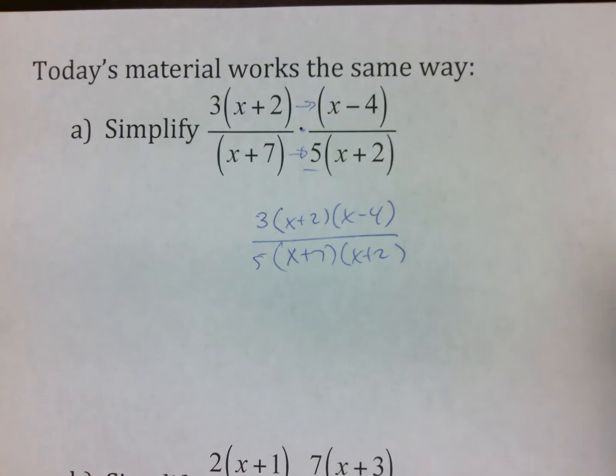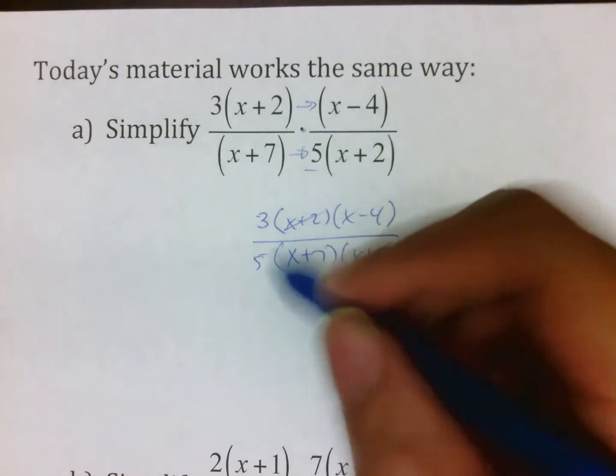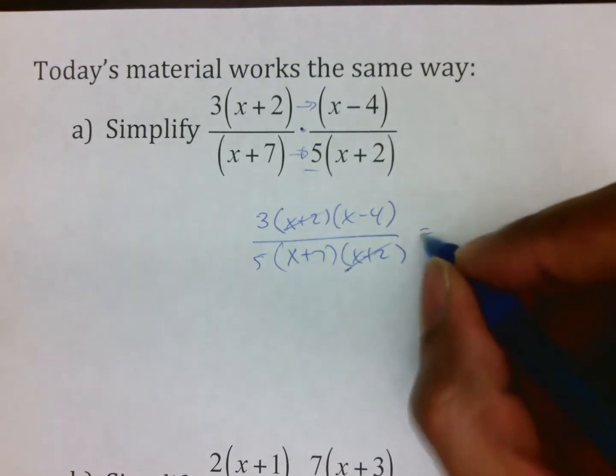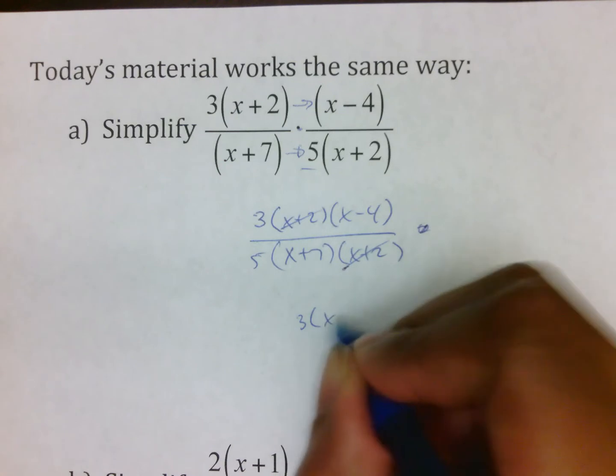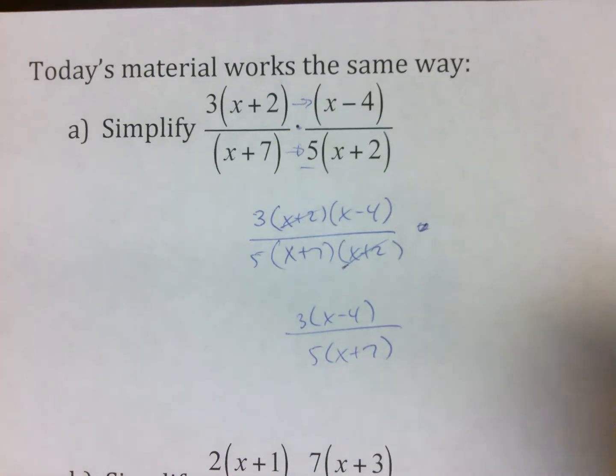And when we do that, we do the same thing we learned yesterday, or the last couple of days, which is to notice that the x plus 2's cancel out. 3 over 5 is reduced as far as it can go, and your answer is 3 times x minus 4 over 5 times x plus 7. And that is all.